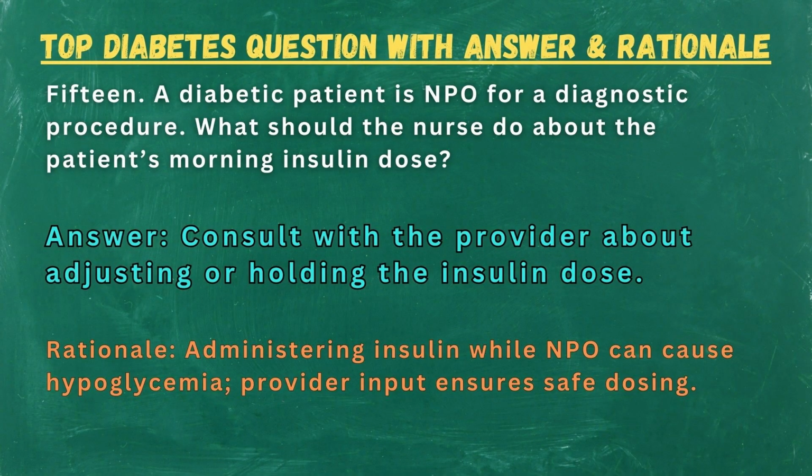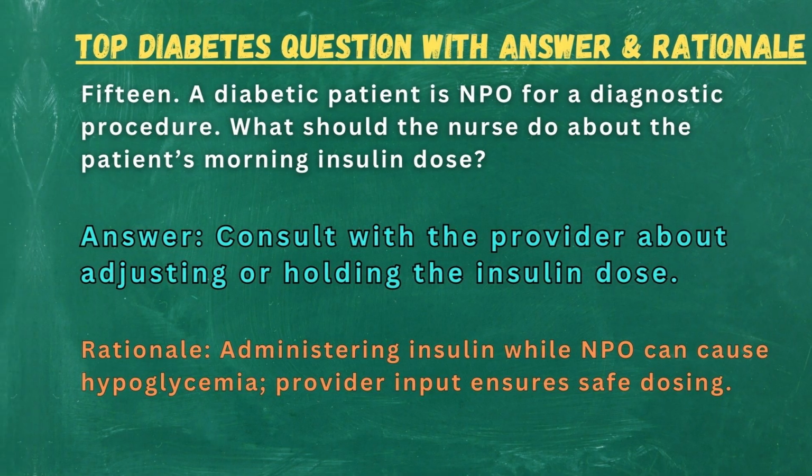15. A diabetic patient is NPO for a diagnostic procedure. What should the nurse do about the patient's morning insulin dose? Answer. Consult with the provider about adjusting or holding the insulin dose. Rationale. Administering insulin while NPO can cause hypoglycemia. Provider input ensures safe dosing.